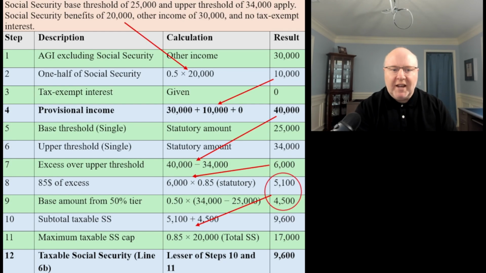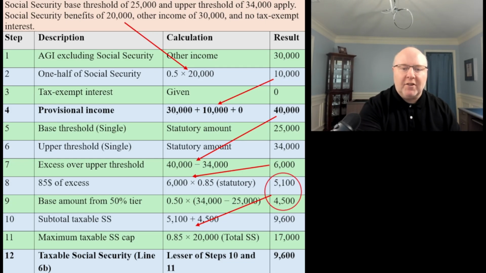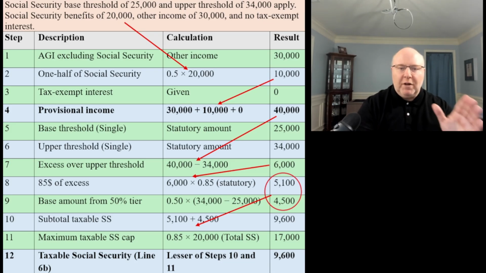All right, so here's our example. At the beginning I have the Social Security base threshold of $25,000 and the upper of $34,000. So below $25,000, not taxed, and we have that $9,000 bracket, which is our base of 25 to 34, and that's at the 50%, and 34 and over gets up to the 85%. So that's the first thing. Now that's what we went over in the last table, but for the facts on this one, Social Security benefits of $20,000, other income of $30,000, no tax-exempt interest. We could have easily added back the tax-exempt interest if we wanted, but we're just not using it on this one.